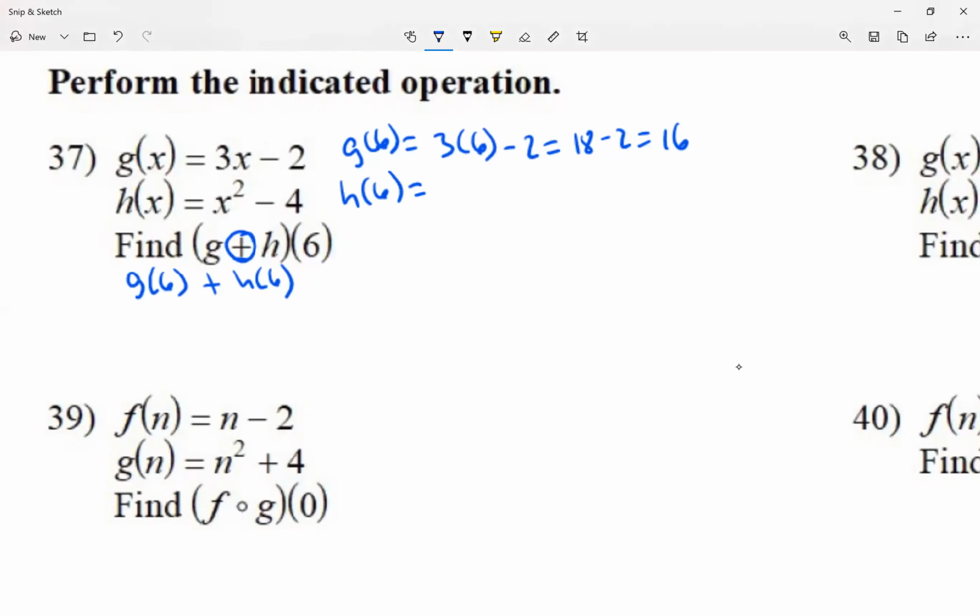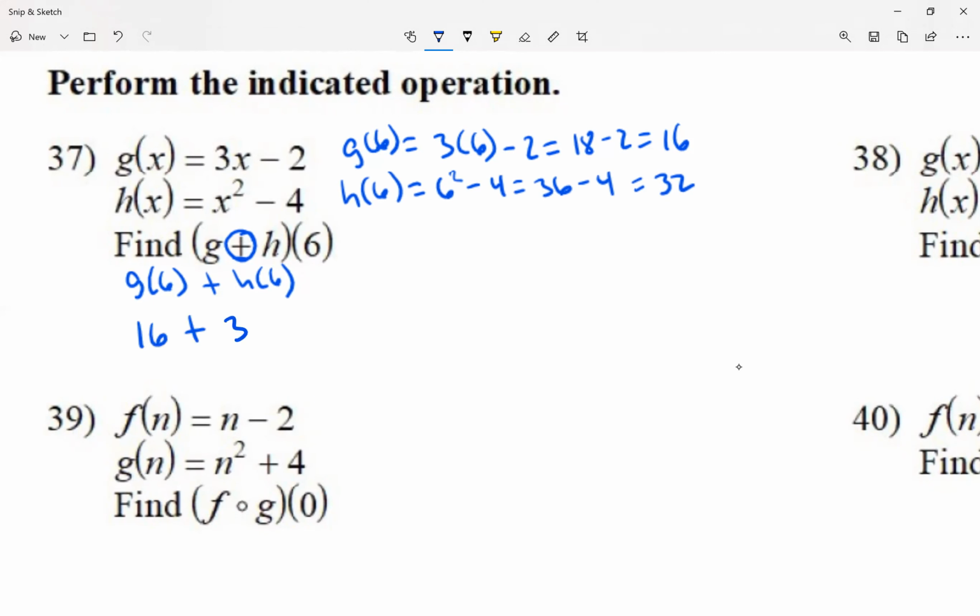The variable is 6, so I have 6 squared minus 4. I know 6 squared is 36. Now 36 minus 4 is 32. So what I'm asking when I said g plus h of 6 is basically g of 6 plus h of 6, or 16 plus 32, because I found out what each of them are. Now 16 plus 32 is 48.